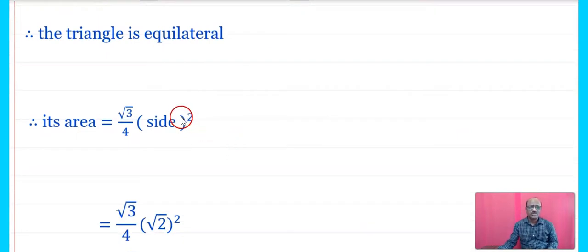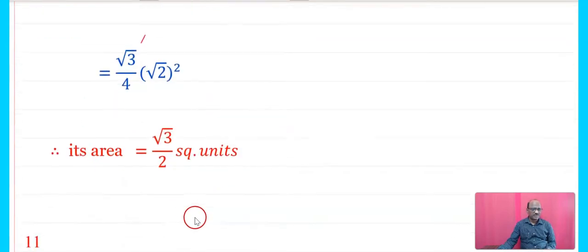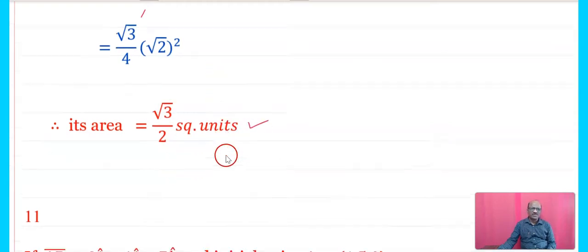And we know that the area of the equilateral triangle is root 3 upon 4 into side square. That is root 3 by 4 into (root 2) whole square. Root 2 whole square means what? Then you will get root 2 into root 2, that will be 2. That is 2 upon 4, that is 1 upon 2, that is root 3 upon 2 square unit if you evaluate it.